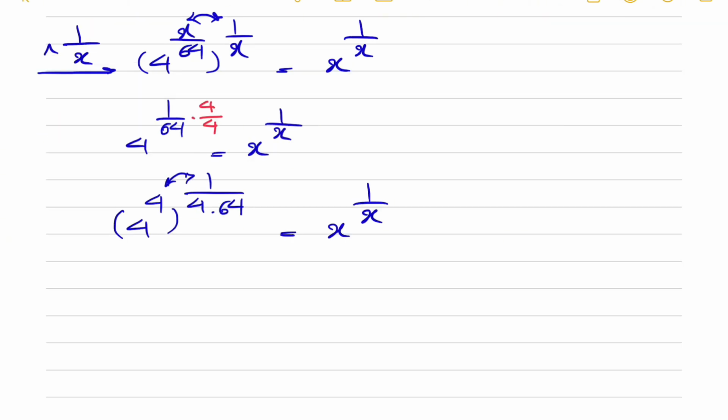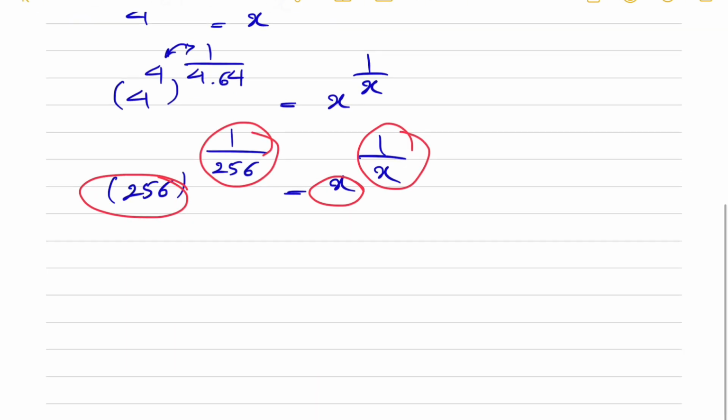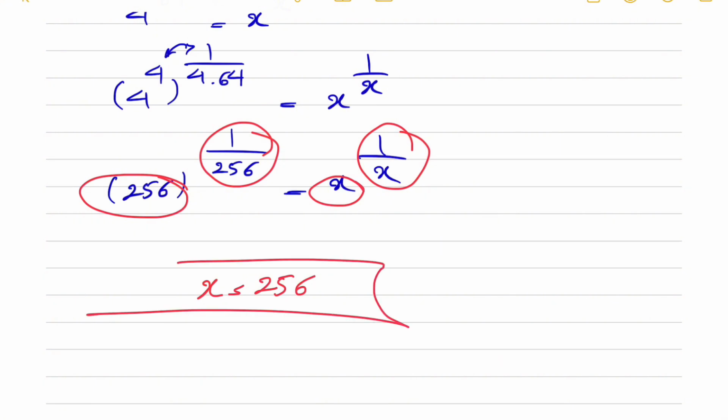And here we know 4 to the 4 is 256. It's basically 2 to the 8. And if we look at the power, we have 4 times 64, which is also 256. And we have x to the power of 1 over x. And here, by just comparing the base and the exponent, we can figure out that our x in here is 256, which will be the final answer for this question.